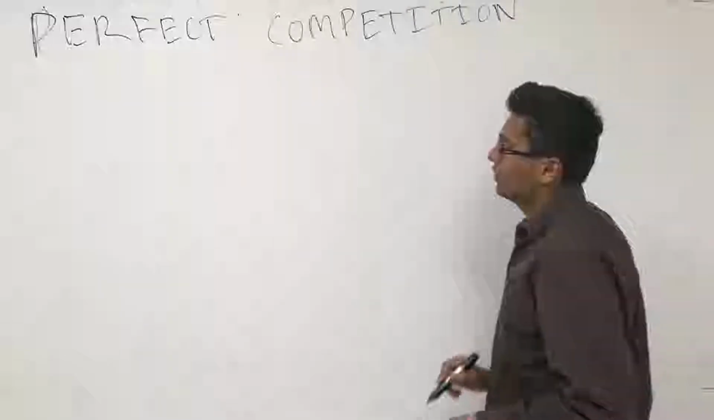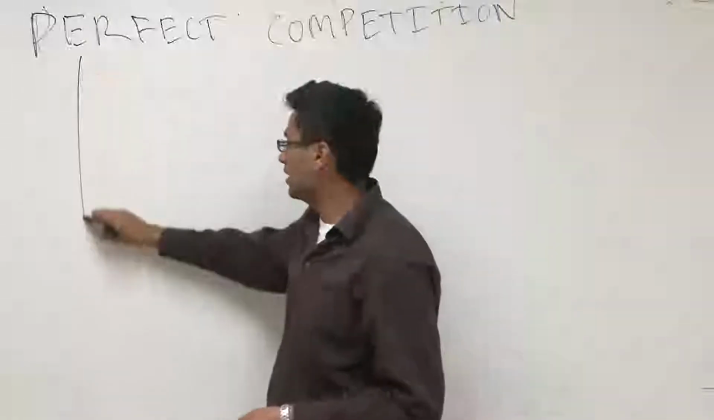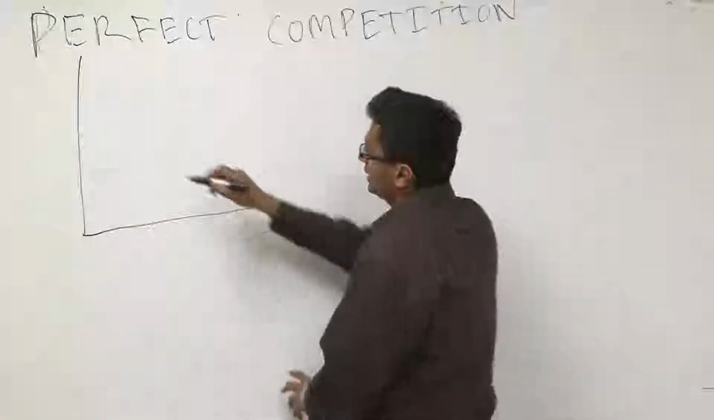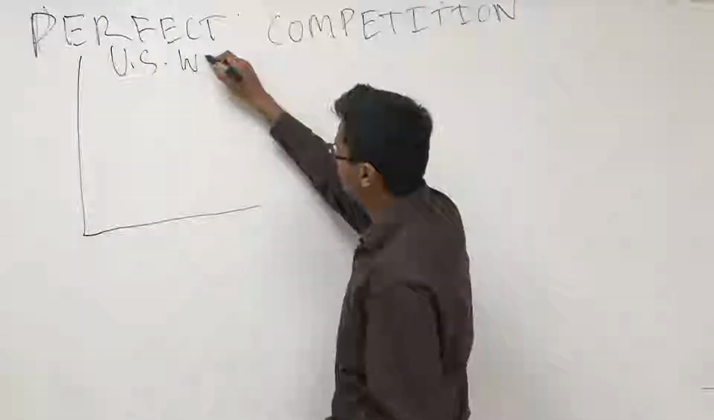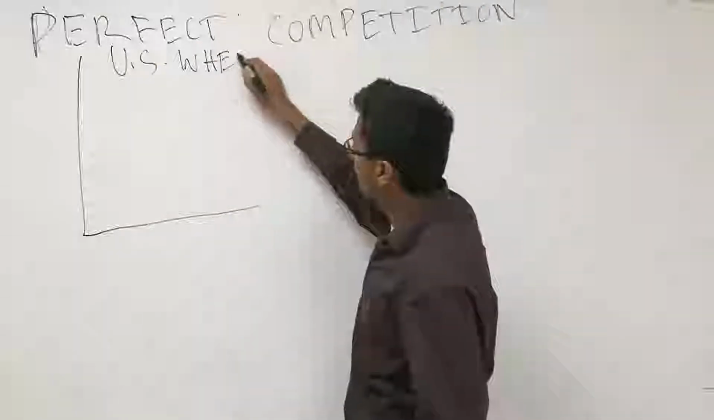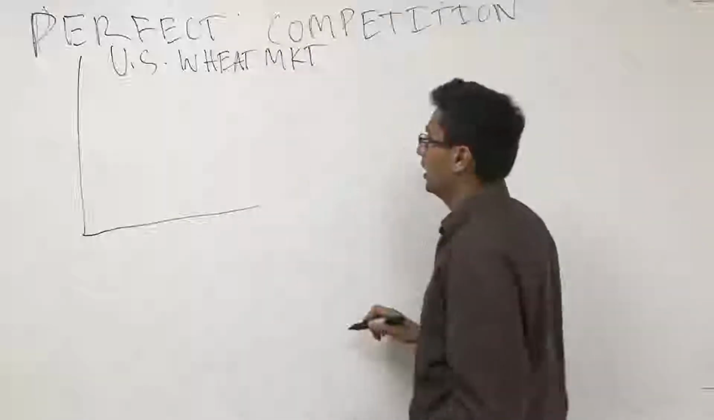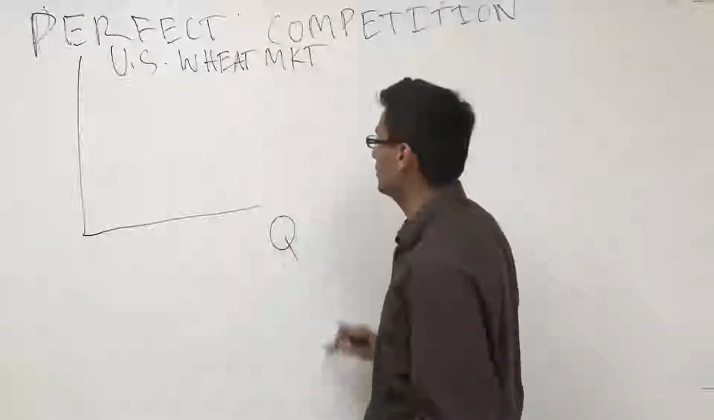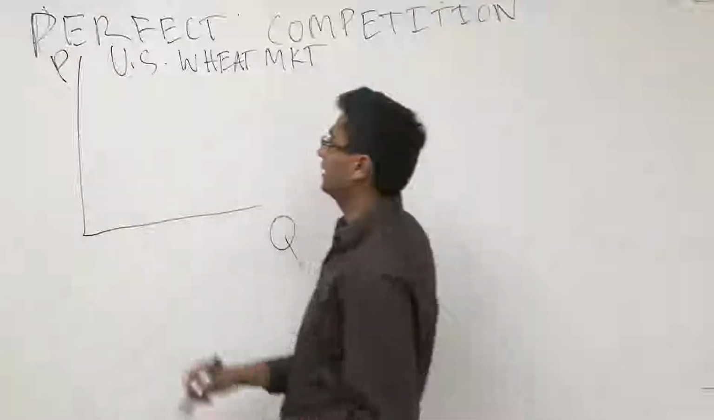So anyways, the first graph we're going to draw is, like I said, the U.S. wheat market. How does the U.S. wheat market, which for our example is perfectly competitive, look? Well, the title's always important, right? You guys have seen this before, right? Quantity or output, and your price over here, okay?